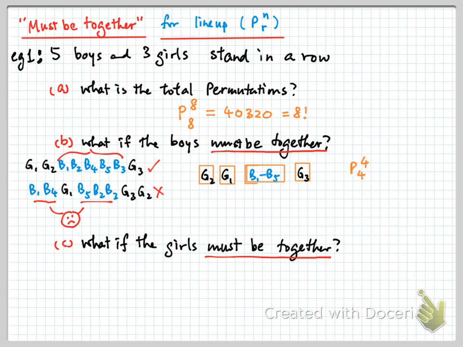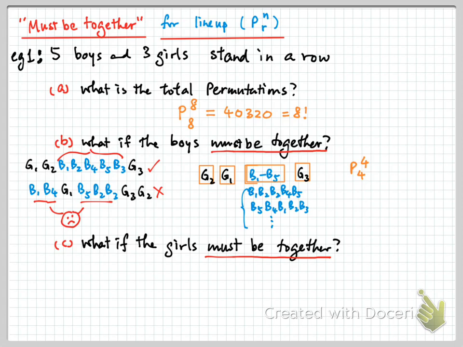All right, 4P4. But don't forget, for each of these lineups, if you open up the box with the boys, you can also line up within the box. Within this B1 to B5 box, you can line them up as B1, B2, B3, B4, and B5. Or you can line them up in any way, B5, B4, B1, B2, B3, whatever. Because there are many varieties for the internal permutation of this box. So how many internal varieties are there in this box?